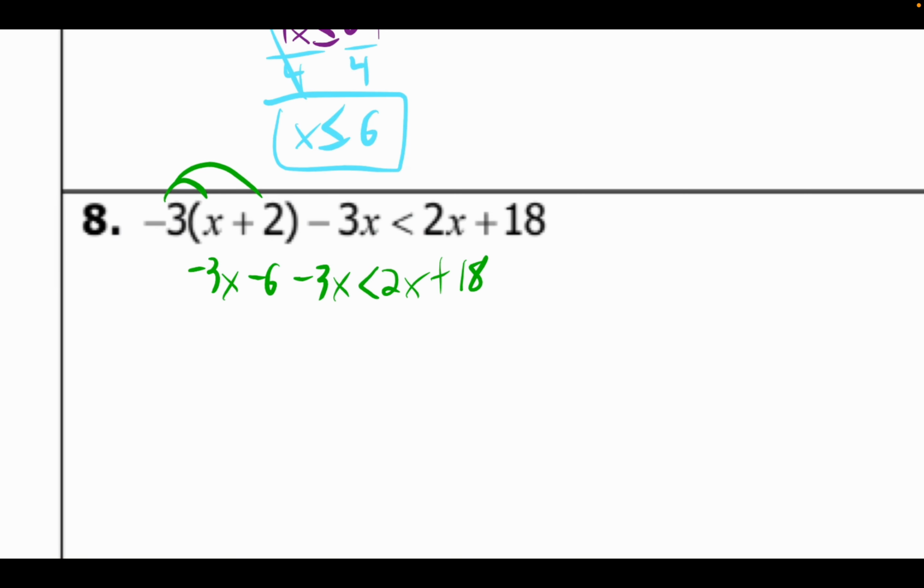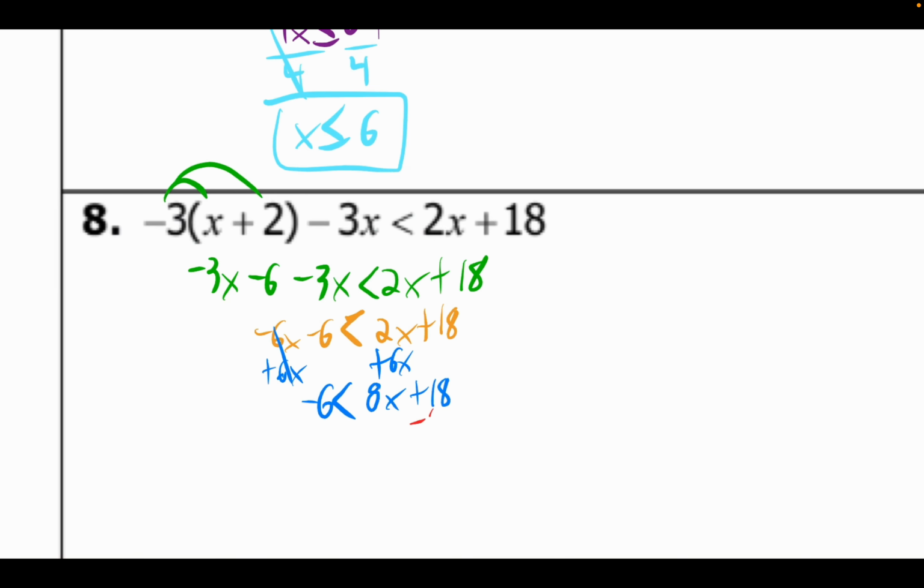So now I'm going to go ahead and combine my negative 3x's, and I get negative 6x minus 6 is less than 2x plus 18. I'm going to move my smaller variable, which is negative 6x, which moves them to the right. If you prefer to have them on your left, regardless of the signs, then you would want to subtract 2x instead. But as it is, I have negative 6 is less than 8x plus 18.